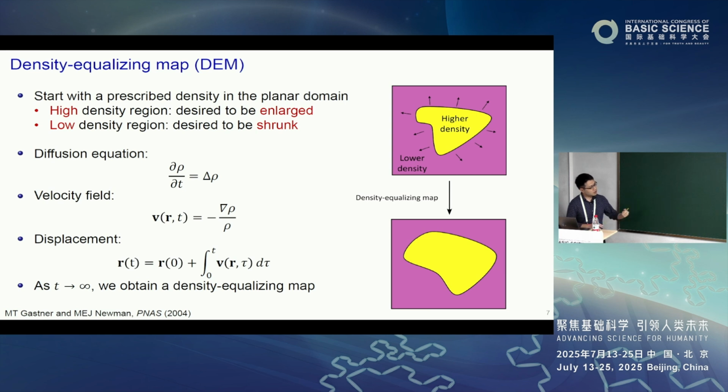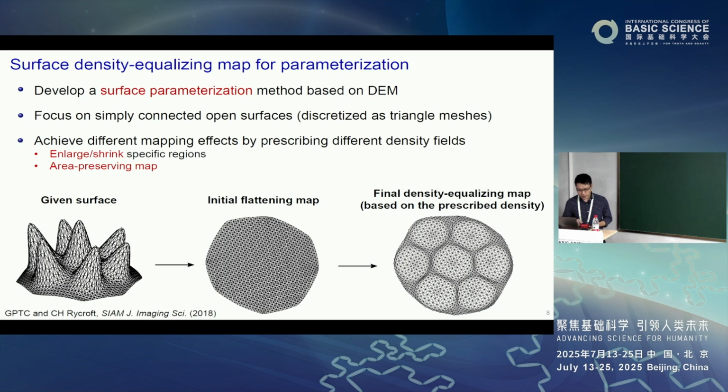Of course, for planar geographical maps, we can achieve this pretty easily. But what if we want to handle surfaces or more complicated domains that we introduced at the beginning, like surfaces with different topologies, or if we want to achieve different effects, either conformal or area preserving or some balanced distortion mappings, how can we achieve that? A few years ago, we developed one work for surface density equalizing map, which is basically for surface parameterization.